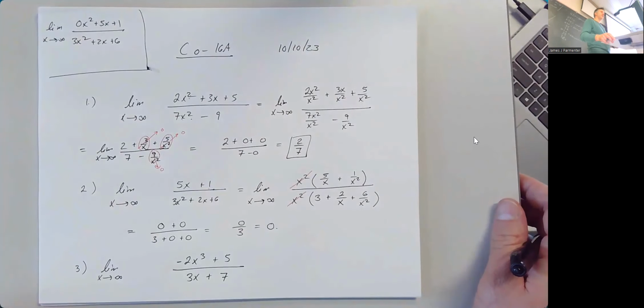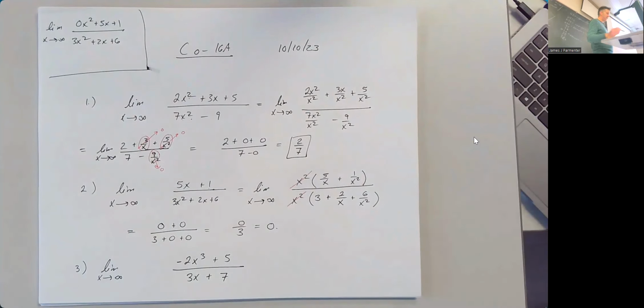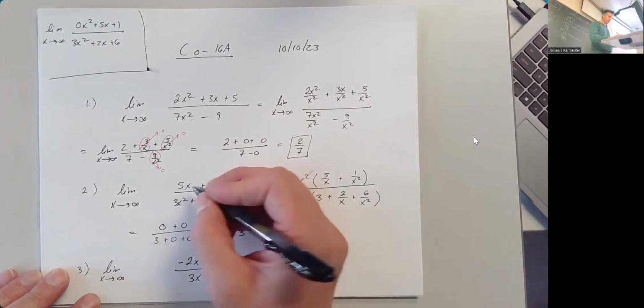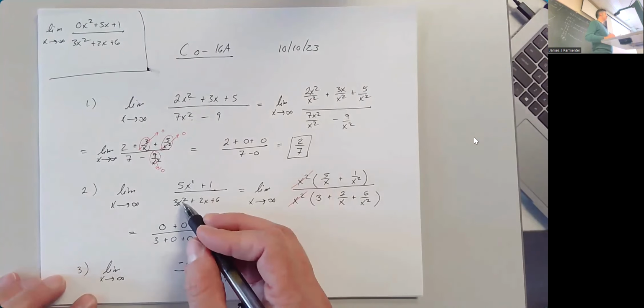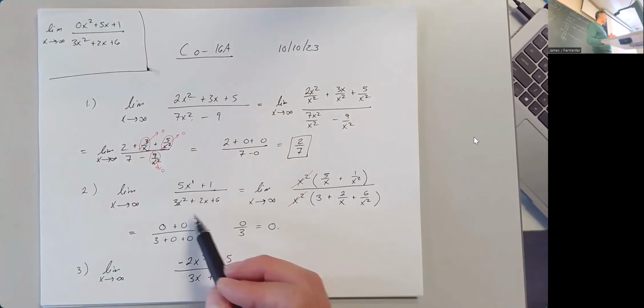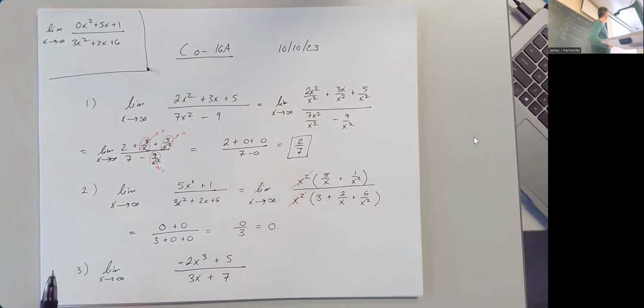It feels kind of like you're cheating, but it totally works. It's just another way we can see, oh yeah, for this kind of thing where the degree on top is smaller than the degree on the bottom, your limit's going to end up being 0 as x goes to infinity, because this denominator is getting bigger much, much faster than this numerator.